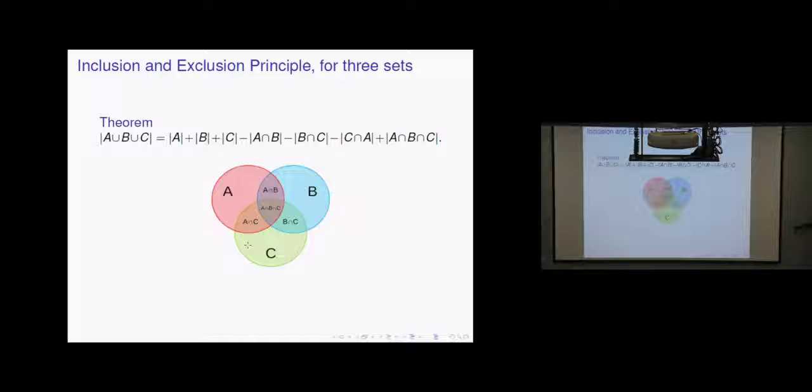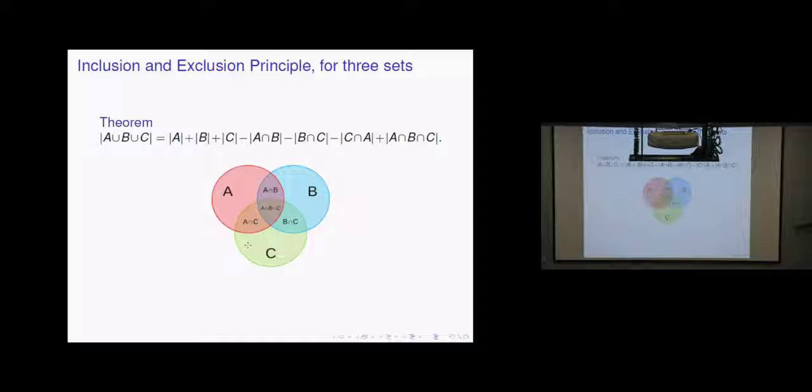Now, on the other hand, I count the overlapping parts. This part, I count twice, right? This part, again, I count twice. This part, I count twice. Now, look at A intersect B. Look at this, for example. This part, I count twice in the sum here.